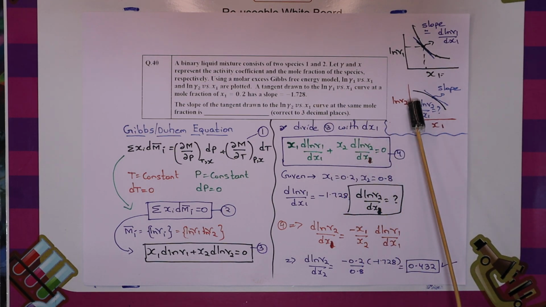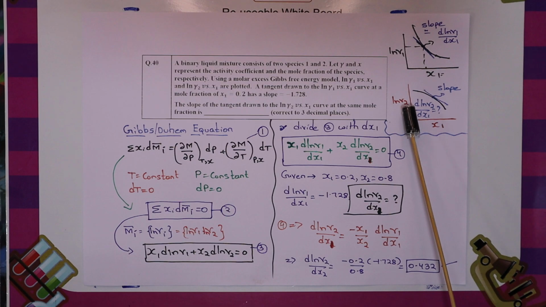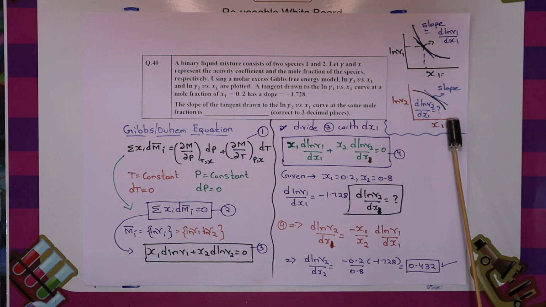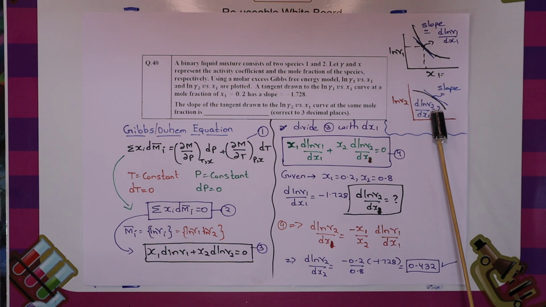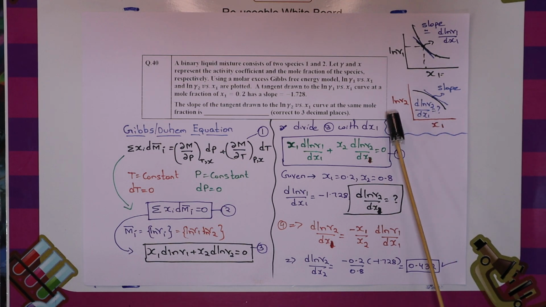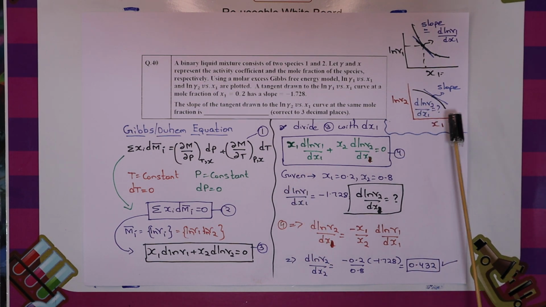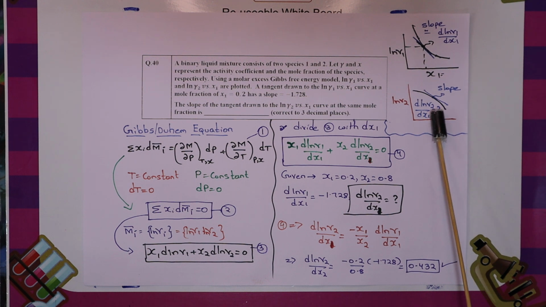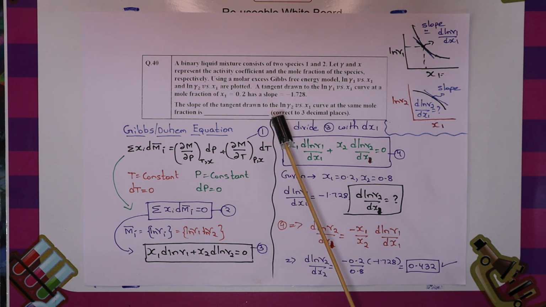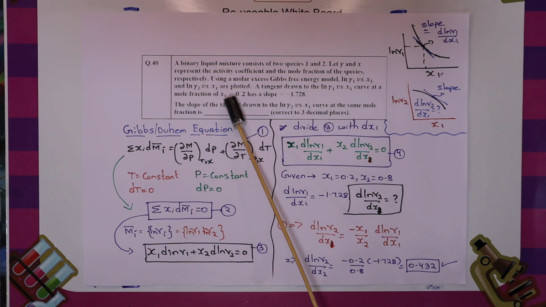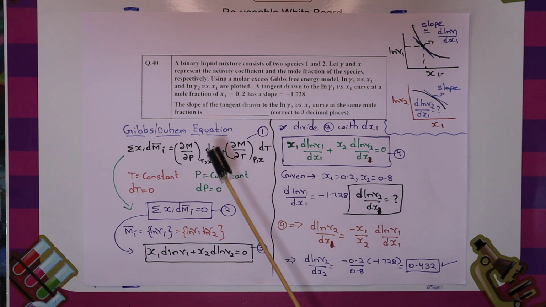If you plot ln gamma 2 on the y-axis and x1 on the x-axis, and there is a curve, you have to find the slope of this particular curve. The slope is dy by dx, which is nothing but d ln gamma 2 by dx1. This is what we are supposed to calculate. What is provided is the tangent drawn to the ln gamma 1 versus x1 curve at the mole fraction x1 equal to 0.2, which is nothing but the slope.